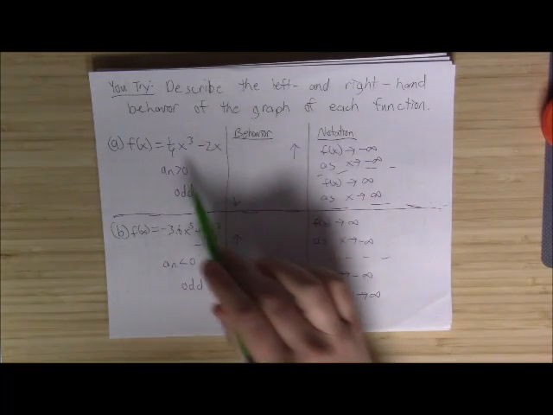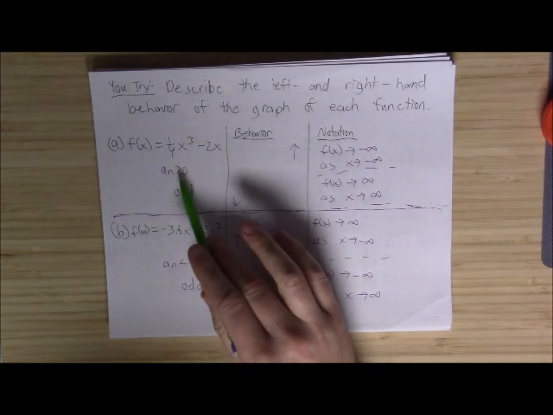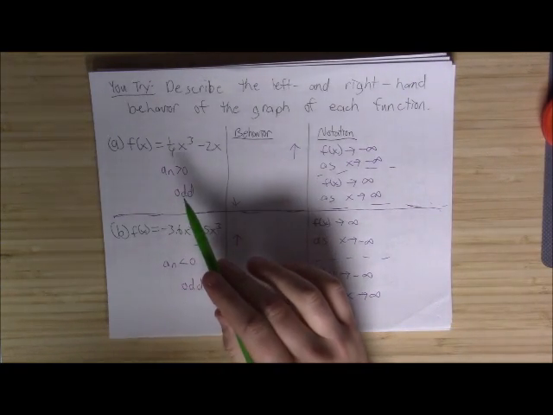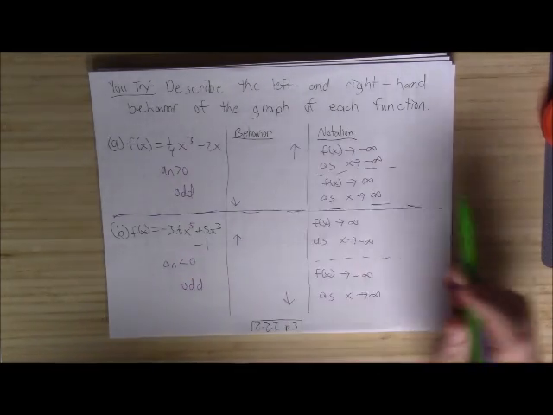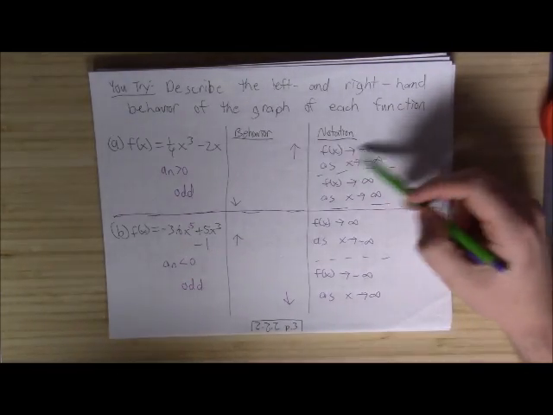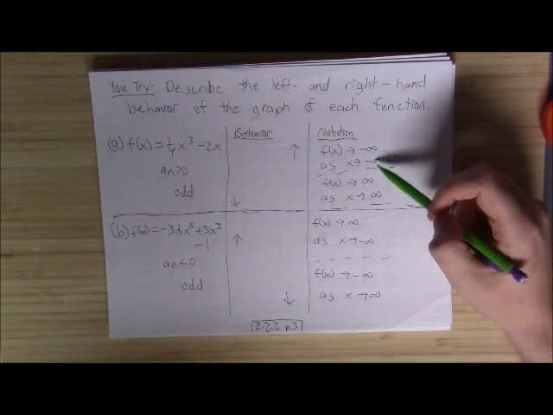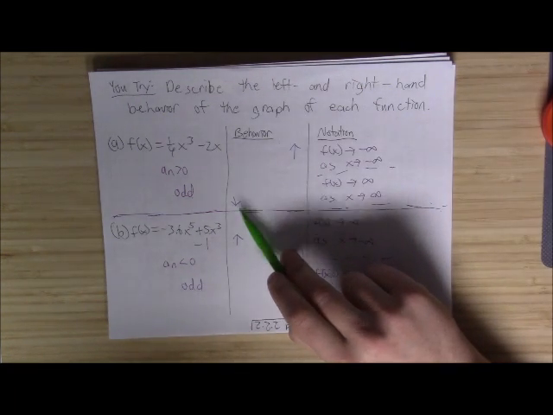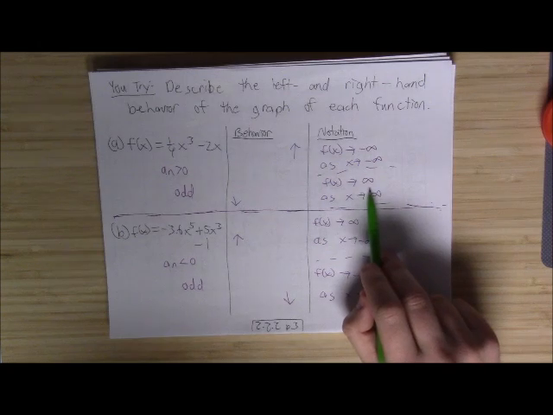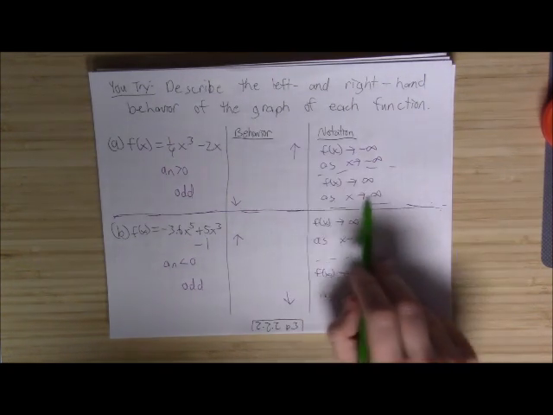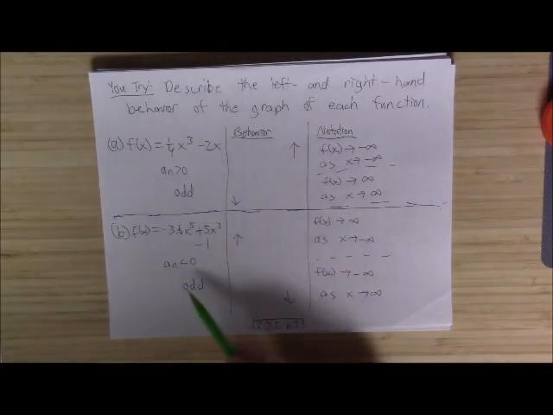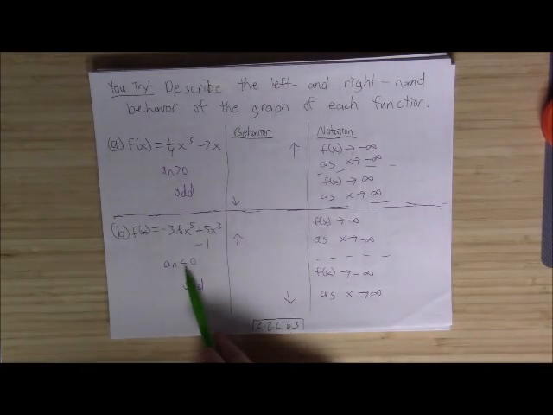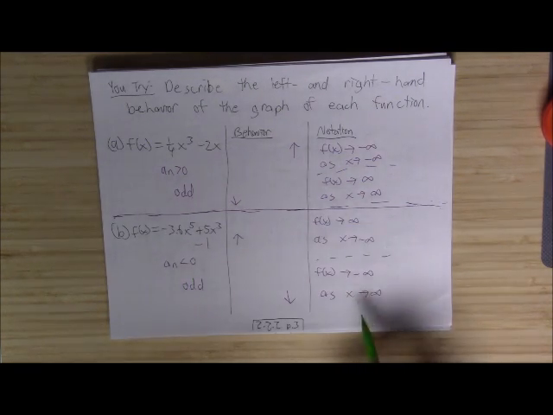So here we see that because the degree is odd and the leading coefficient is positive, our function should get large in the negative direction as x gets large in the negative direction, and our function should get large in the positive direction as x gets large in the positive direction. Here, because we're basically flipping this, making our leading coefficient negative, we'll have the opposite.